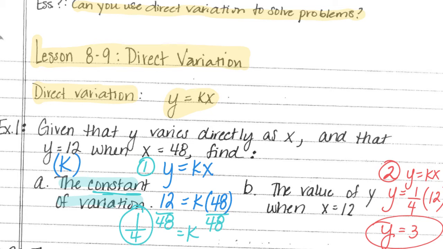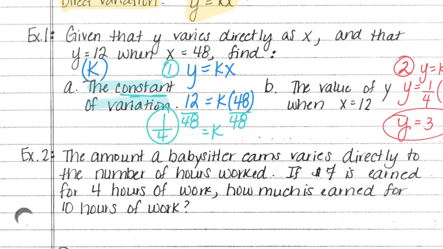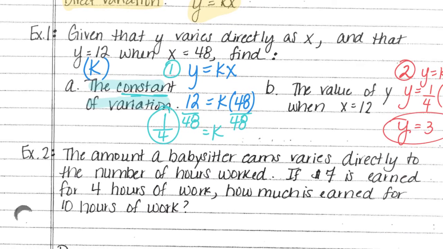All right, so let's move on to the next example. The next example says the amount a babysitter earns varies directly. The first thing we have to know is that it does vary directly to the number of hours worked. Well, we could stick with our y equals kx, or we could just call it amount. I could call the amount y, that's what I'll do, and the number of hours worked x.